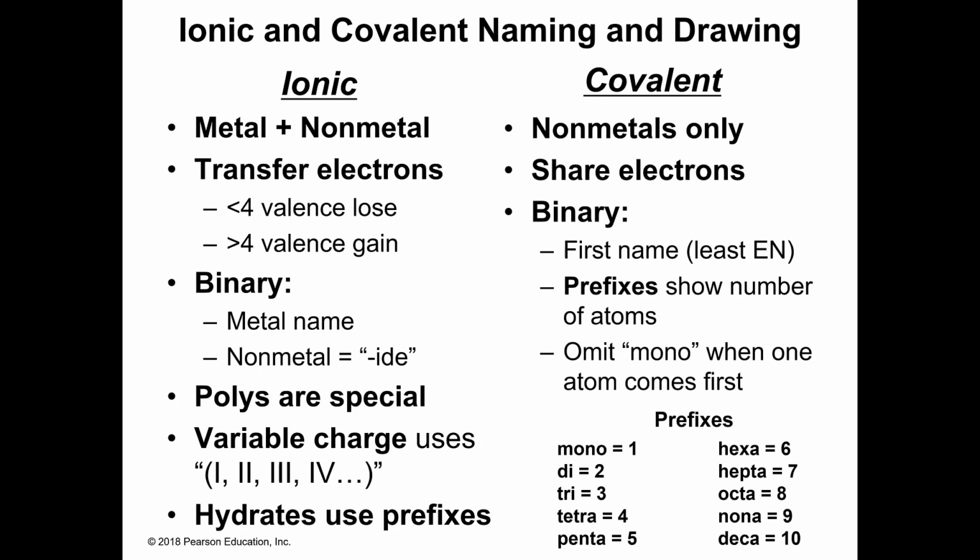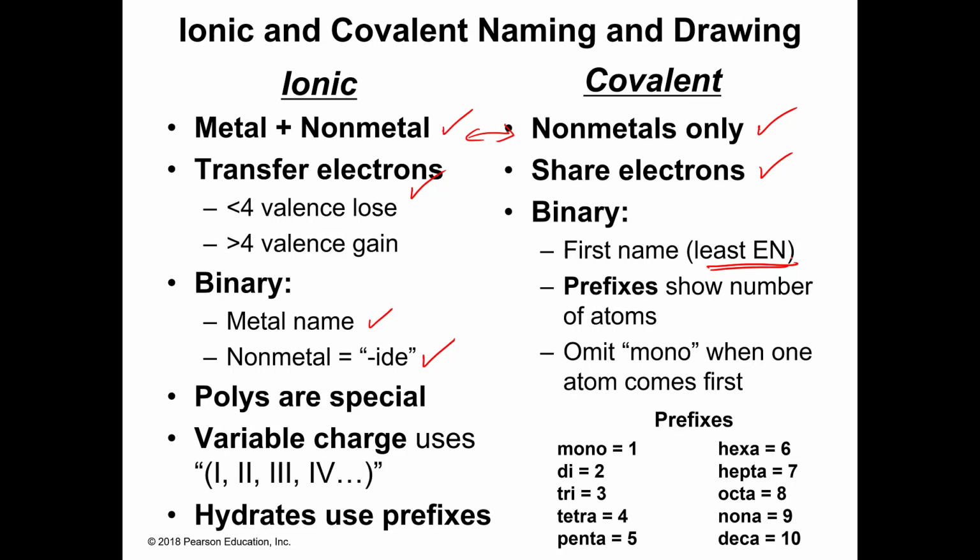So on this slide is just a summary of the differences between how you name them. Remember that you've got a metal and a nonmetal. That's how you tell the difference between these two. You transfer electrons in ionic. You share electrons in covalent. In binary, you do the metal name first, and then the nonmetal ends in IDE. In the covalent, the first name is going to be the least electronegative of the two.